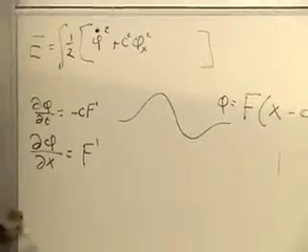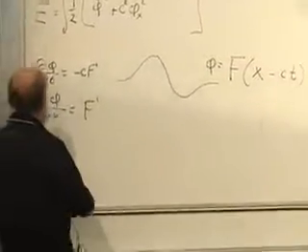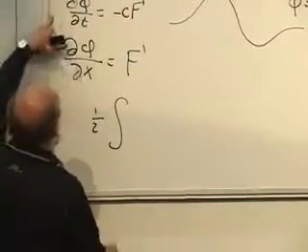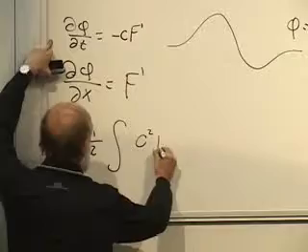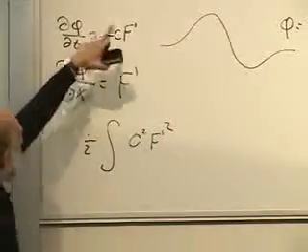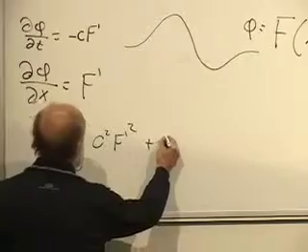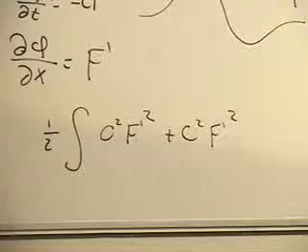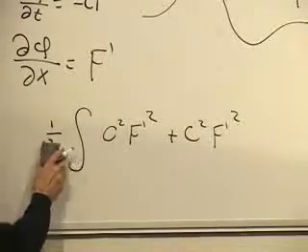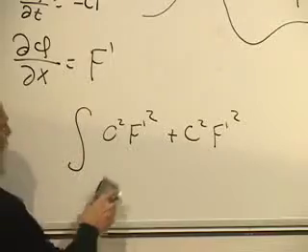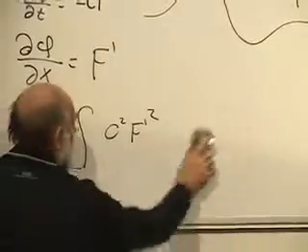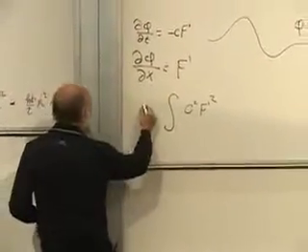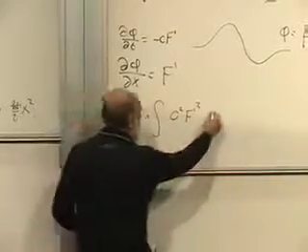Okay, so what is the energy then? The energy is 1/2 the integral of phi dot squared, that's c squared f prime squared. That's the first term. And then the second term is another c squared f prime squared. In other words, just forget the factor of 2 and get rid of one of these. That's the total energy of a wave moving to the right, integral dx.